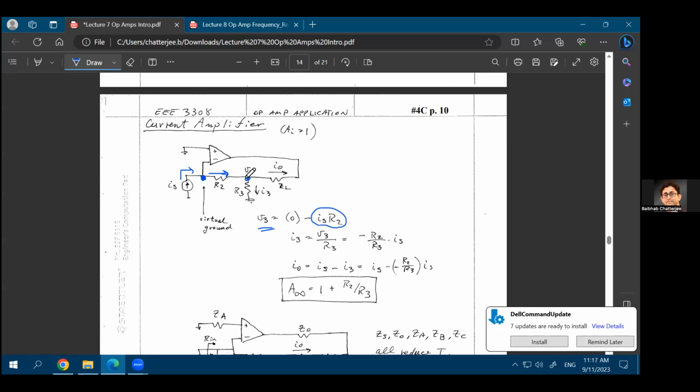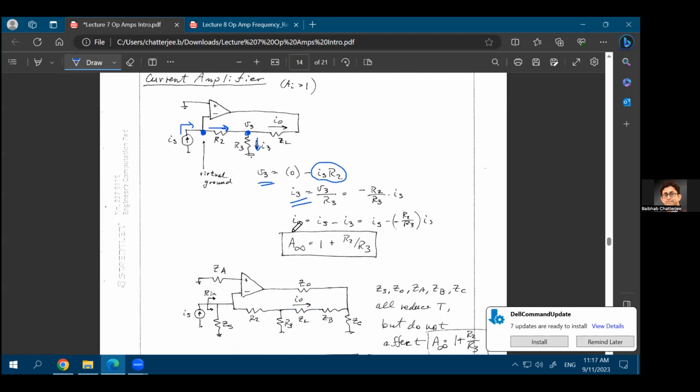If V3 is equal to minus IS times R2, what would be I3? What would be the current flowing from V3 to ground through this R3 resistance? That would be V3 over R3, which will be equal to minus R2 over R3 times IS. So you know what your I3 would be.